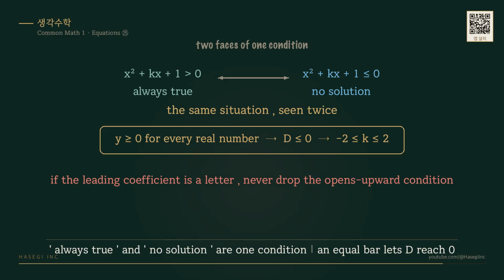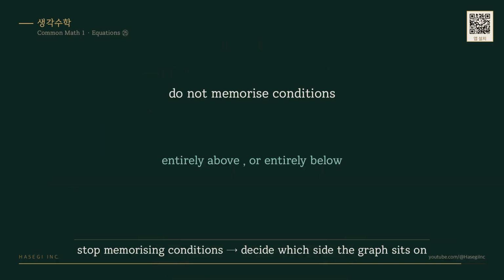And when the leading coefficient is a letter rather than a number, never leave out the condition that it opens upward. Do not memorize the conditions. Just decide which side of the axis you want the whole graph to sit on.